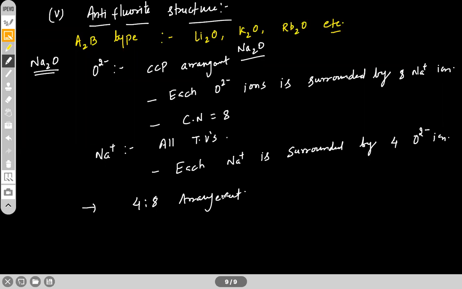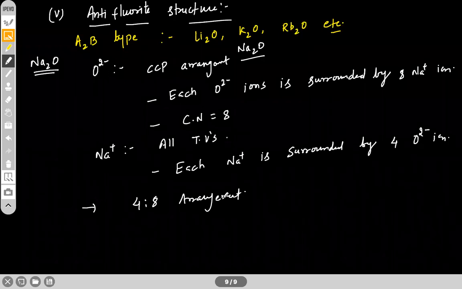So these are the structures that you must remember: the position of cations and anions, their coordination number, and what type of arrangement it has. All these things you have to keep in mind. It's very important.